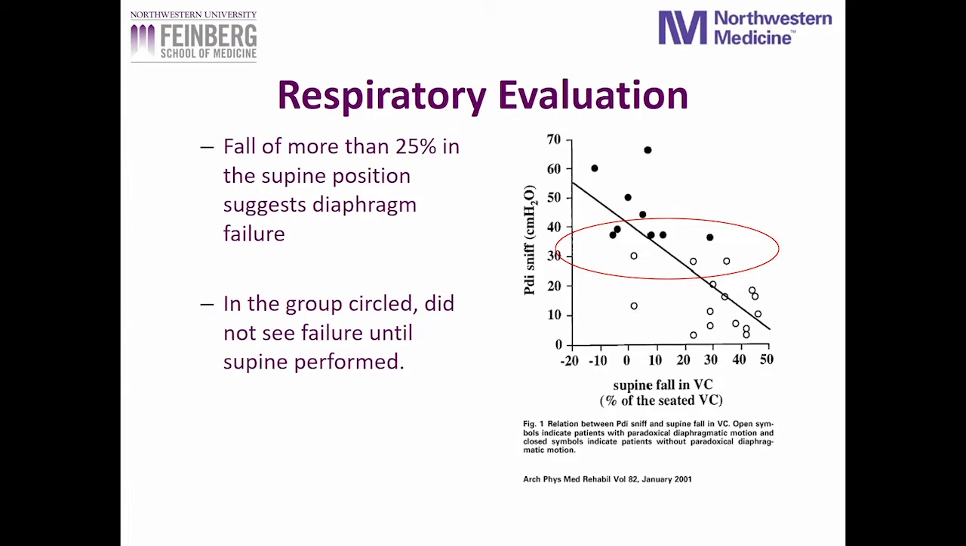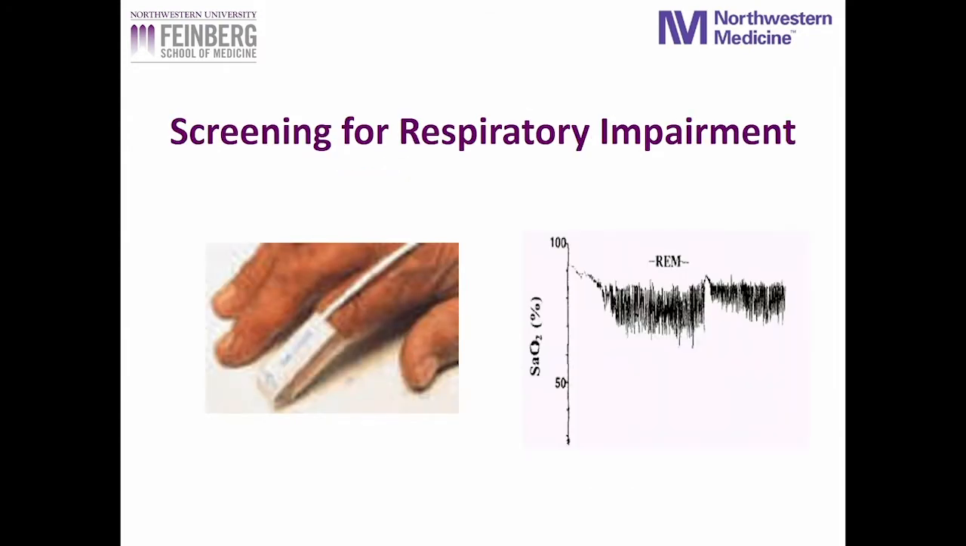So if you're only screening people upright, you're going to miss almost a quarter of people that could be started on non-invasive ventilation early and therefore get them acclimated to therapy and prolong their life. So if you see this group right here, this group actually did not see failure until the supine was performed. So it's really important to make sure that you're aggressively screening people.